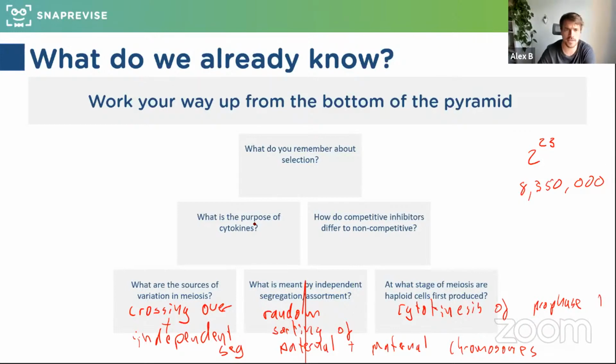I think some specs don't really go into this. So if you haven't heard of cytokines, then don't panic. It might not be in your specification.